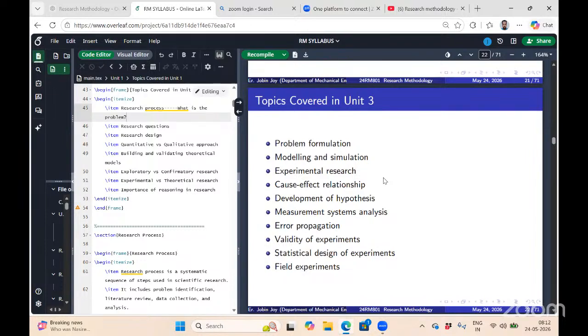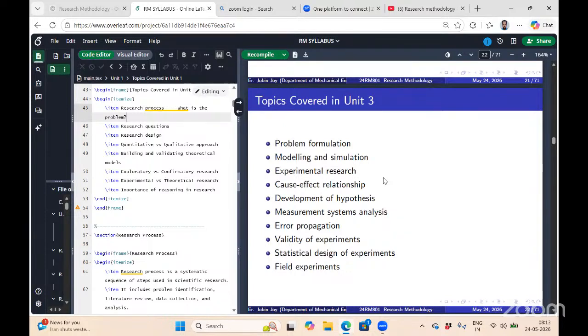Statistical design of experiments means how many experiments are required to get maximum information with the help of statistical methods. Planning the design of experiments with the help of statistical methods is called statistical design of experiments. That means how many minimum experiments are required to get useful information.